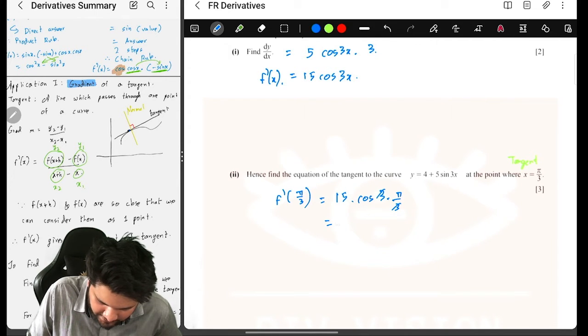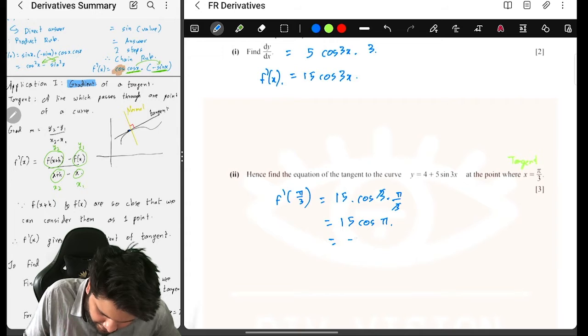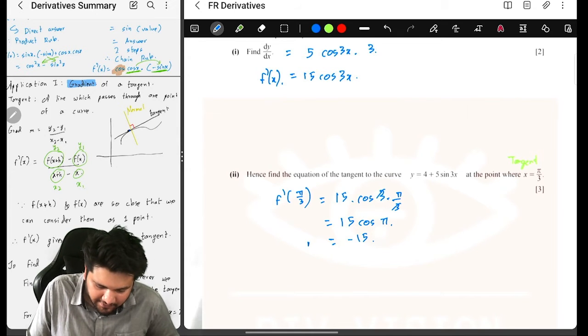The 3s cancel, and we'll get 15 cos pi. Now, cos pi is how much? Cos pi is nothing but minus 1, right? So this is going to be minus 15. So this is nothing but my gradient.